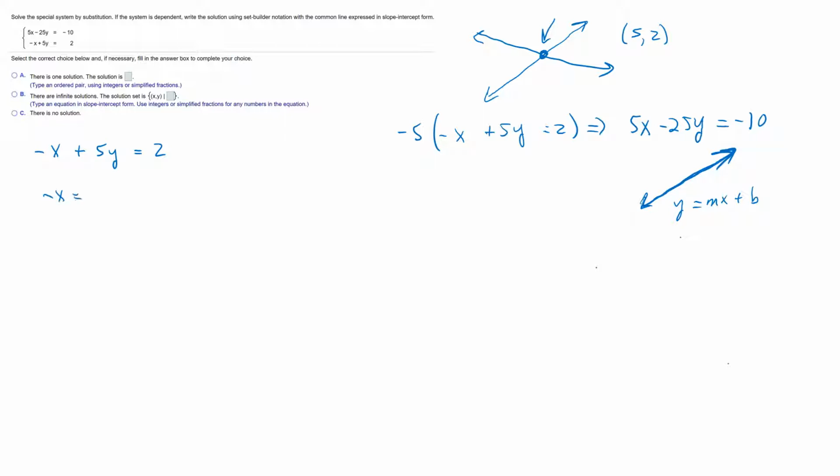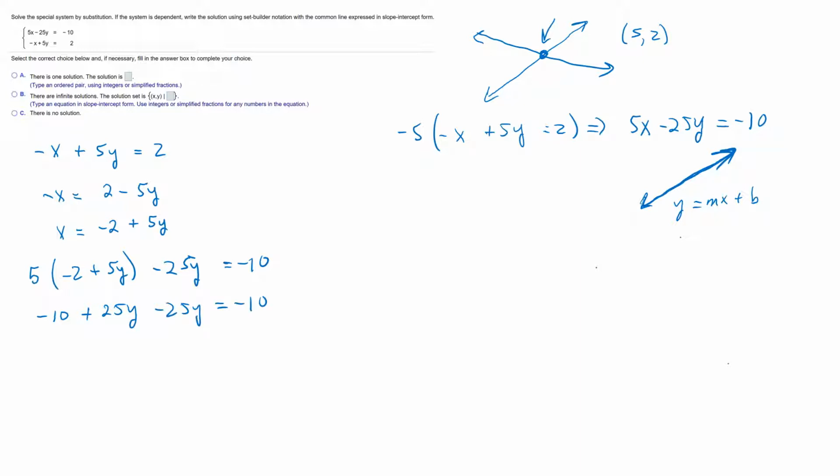So how about we move the 5y to the right-hand side, which causes its sign to change, and then we would multiply both sides by -1. And so x = -2 + 5y, which I would now substitute into the first equation. So the first equation is 5x. That's going to be 5 times x, which I'll substitute (-2 + 5y), minus 25y = -10. And now I will solve this for y. So we have distributing, and notice the variables cancel out. 25y and minus 25y, they cancel out.